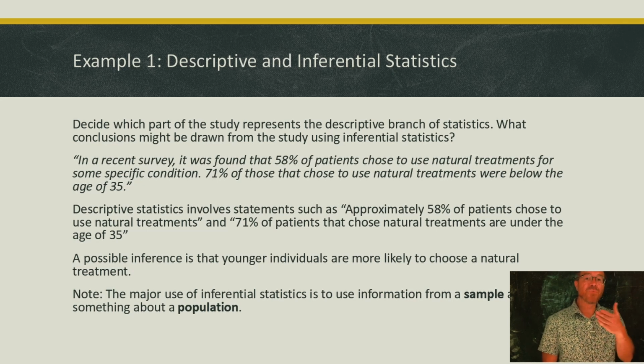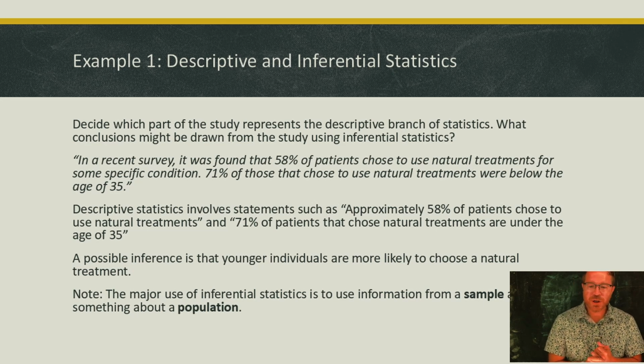Now, what might I infer about this? I might infer that young people are more likely to choose natural treatments, meaning that if I were a pharmaceutical company, maybe when I'm advertising my different treatments, I would specifically focus on advertising to younger audience members for natural treatments because I want to try to sell my product to you.